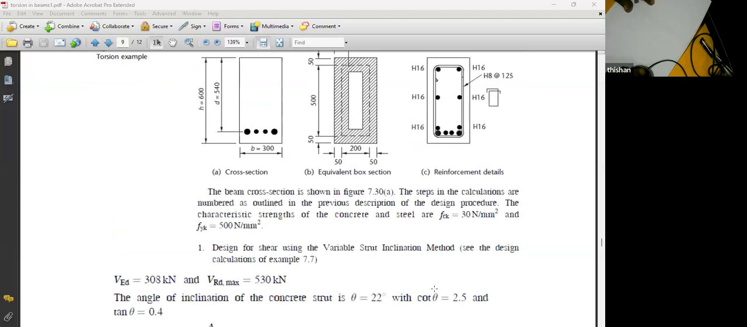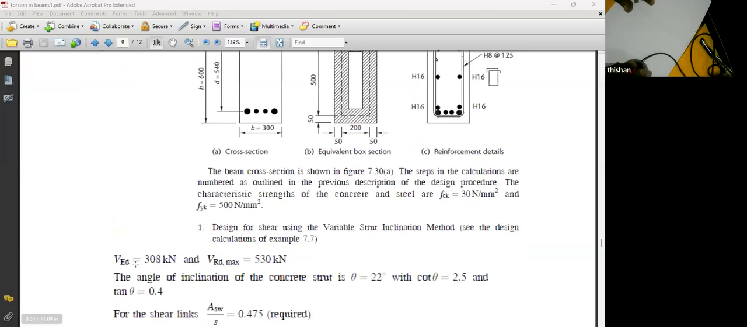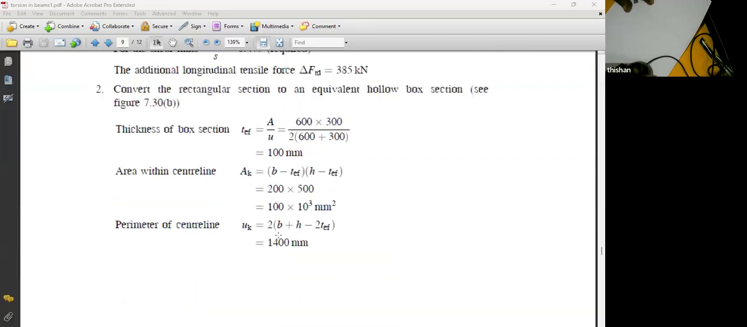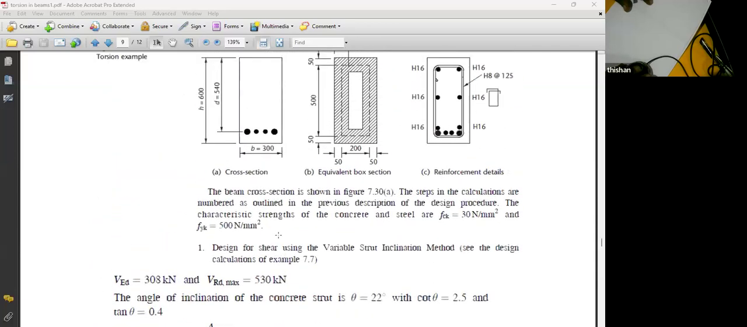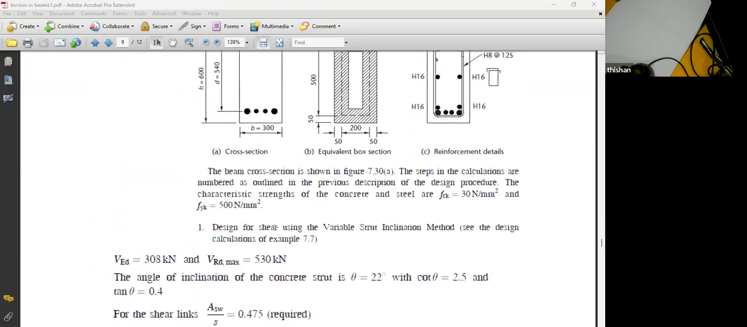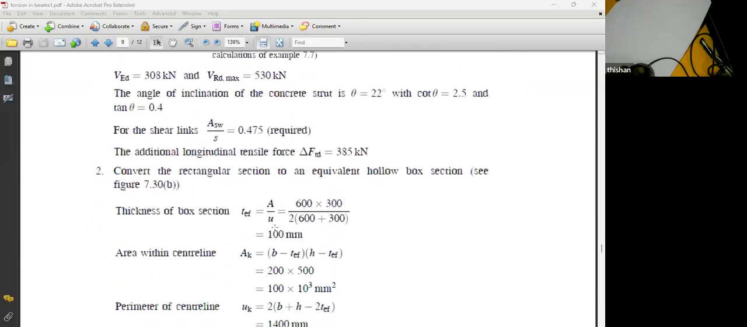So you can see some additional information. VEd is 308 because we need the VRd,max. Can you remember we have to use this particular equation? So for that, we have to calculate two things. And when you look at how to find the hollow section, what it says is the thickness of the box section is equal to A divided by U. So we have to find what is U, what is A.